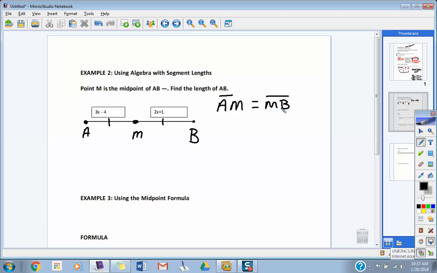So what it means is this. I have an expression up here for the length of A to M. What is that expression? 3x minus 4. So we're going to take that expression, 3x minus 4, and substitute it in for the length of segment AM. That expression, 3x minus 4, has to equal the expression that was given to MB. And what is the expression given to MB? 2x plus 1. So again, the whole idea is this: if M is the midpoint, the distance from A to M is the same as the distance from M to B.